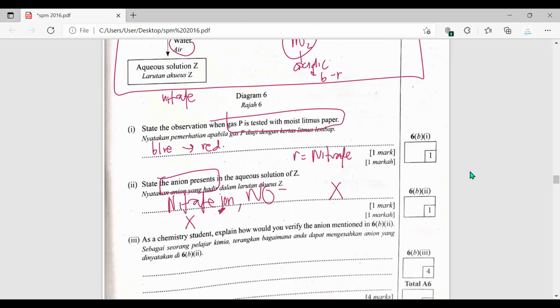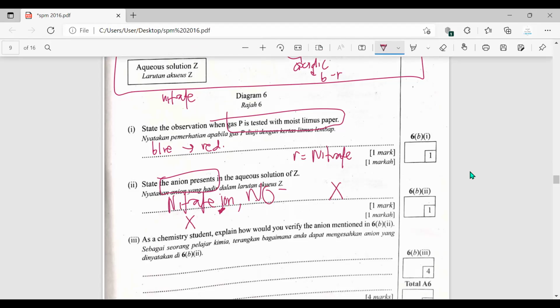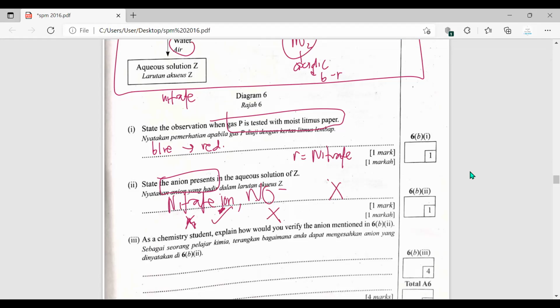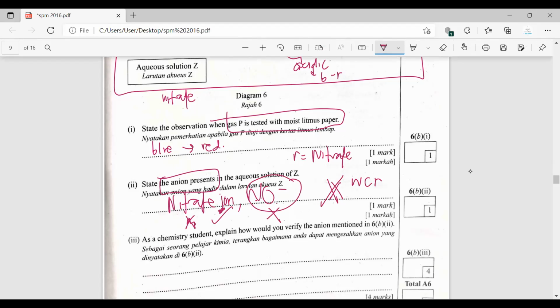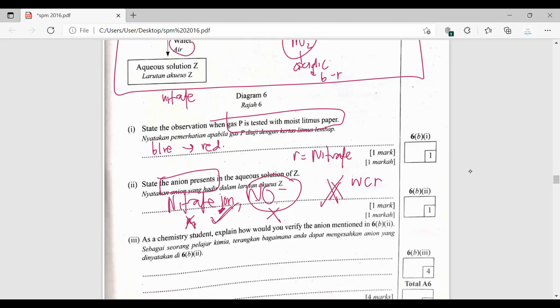Let's say you put nitrate ion and then you put NO minus. This one is correct already, but this one is wrong. So you get a wrong answer. This wrong answer will cancel off your correct answer here. So both become wrong.